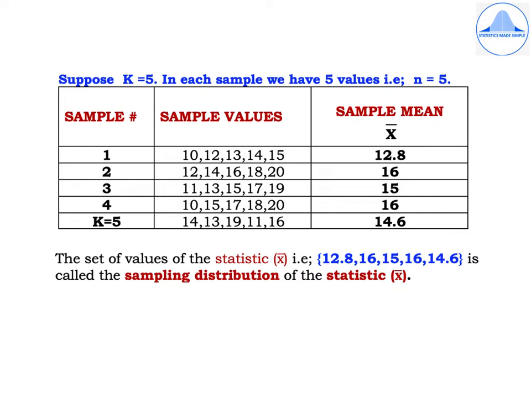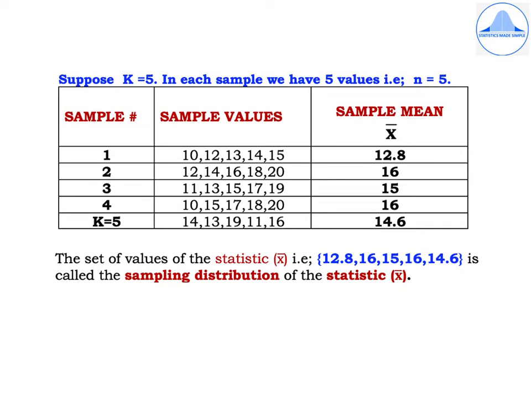In the first sample I have 10, 12, 13, 14, 15. In the second sample I have 12, 14, 16, 18, 20. In the third sample I have 11, 13, 15, 17, 19. And in the fourth sample I have 10, 15, 17, 18, 20. And in the fifth sample I have the values as 14, 13, 19, 11, 16. So now understand properly that we have 5 samples and each sample is of the same size, that is n is equal to 5. Now let us compute some statistic for each of these 5 samples.